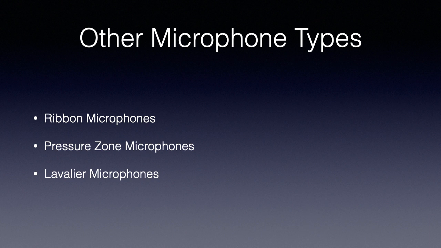Pressure zone microphone is also called boundary microphone. It has a unique look, and it is often used for conferences. Lavalier microphone is also called clip microphone. It is small, and it is often used for television, theater, and public speaking. It allows you hands-free.